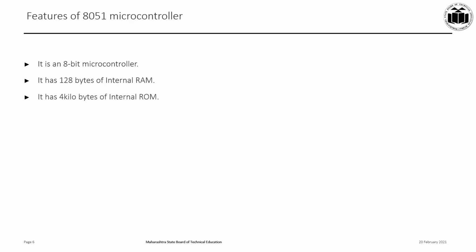Let's first talk about the features of 8051 microcontroller. It is an 8-bit microcontroller. The data bus in case of 8051 microcontroller is of 8-bit, which means that 8-bit of data can be processed at a time. It has got 128 bytes of internal RAM, or it has 128 bytes of data memory. Also 4 kilobytes of internal ROM is available in 8051 microcontroller.